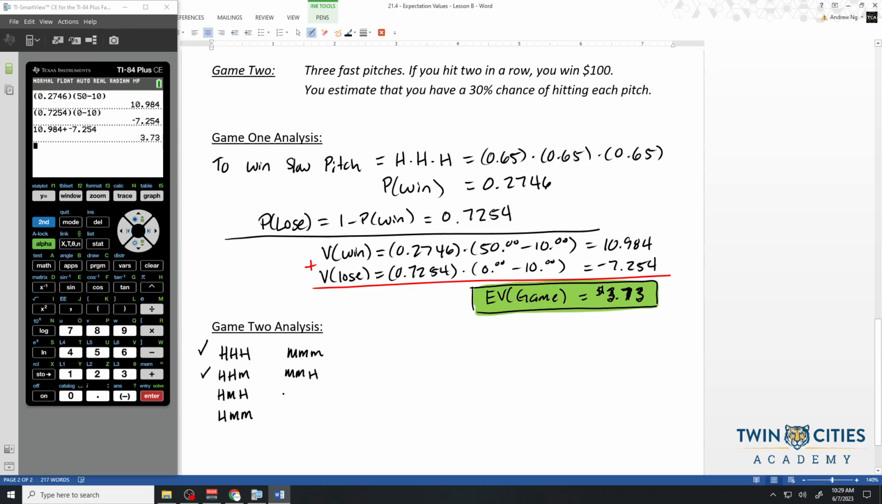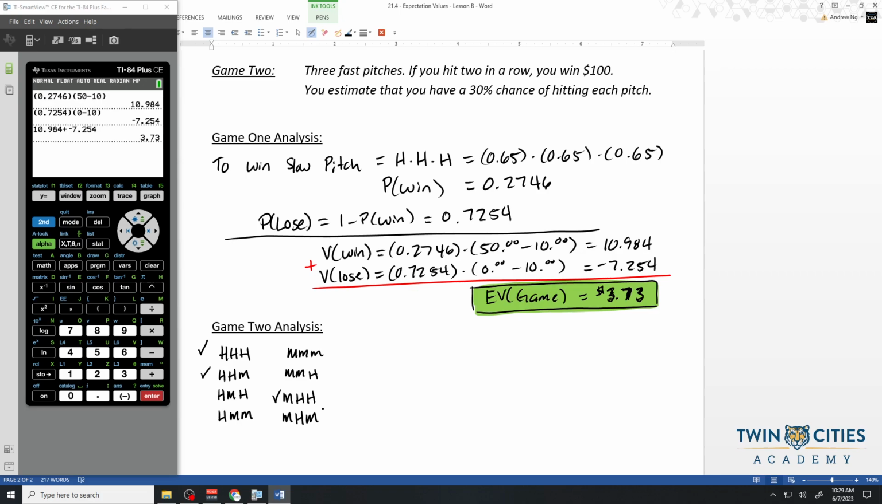If I do miss, hit, and hit, that's a win because it's 2 in a row, even though I missed the first one. And then if I do miss, hit, miss, that's a loss because I only hit 1 and it's not 2 in a row here. So there's only 3 of these scenarios in which I win out of the 8 in total.